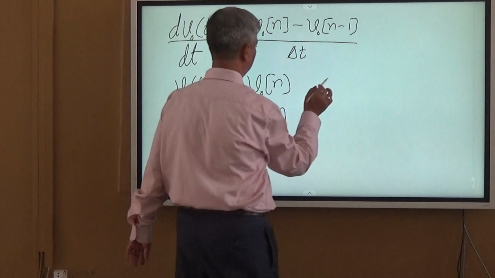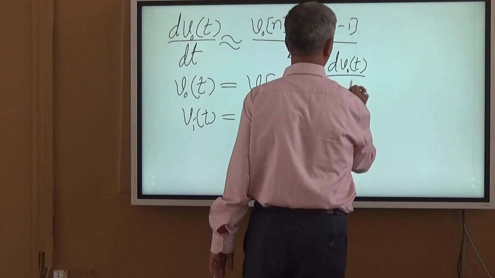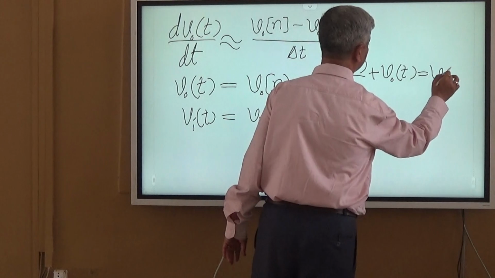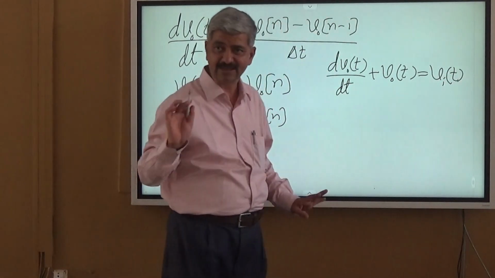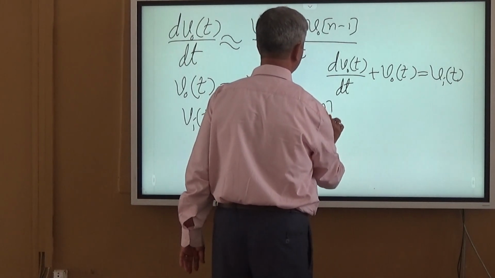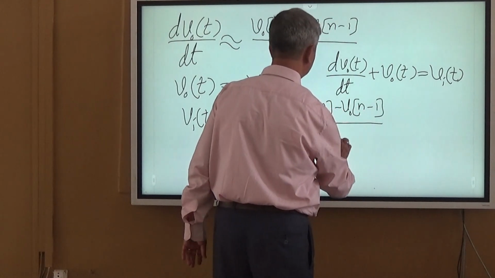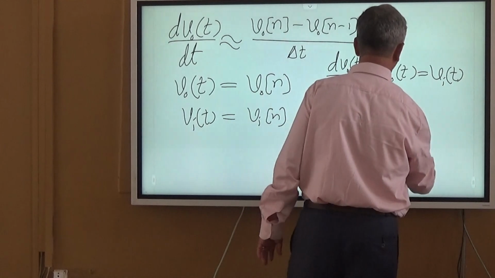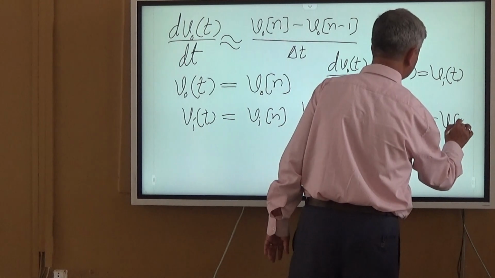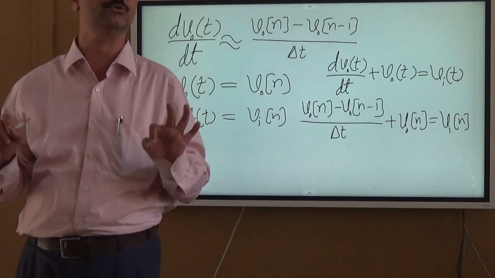So what is the original differential equation? dVO/dt plus VO is equal to Vin(t). Right? Is it okay? So the equation is (VO[n] minus VO[n minus 1]) upon delta t plus VO[n] is equal to Vin[n]. Is there any problem now? Every student must understand this.